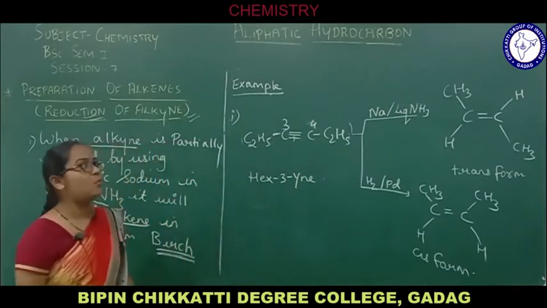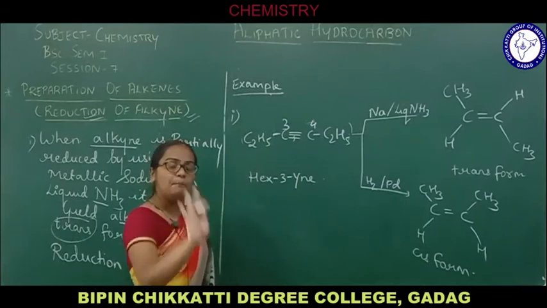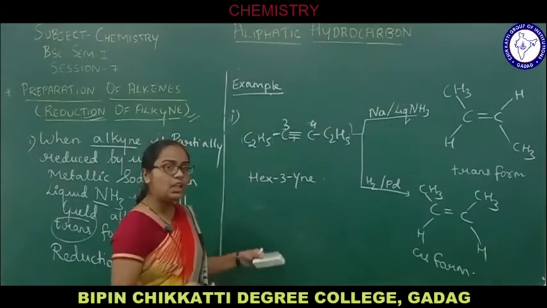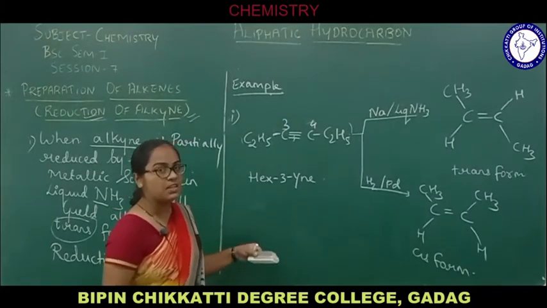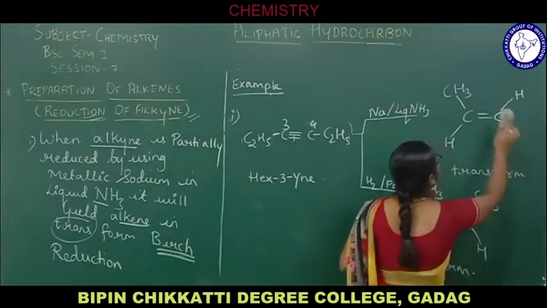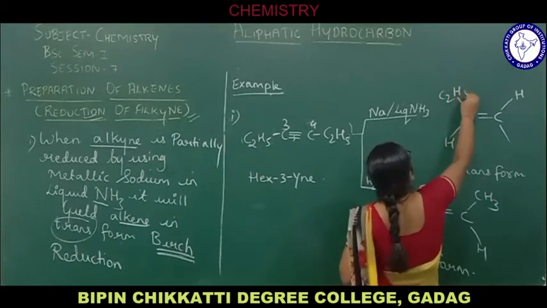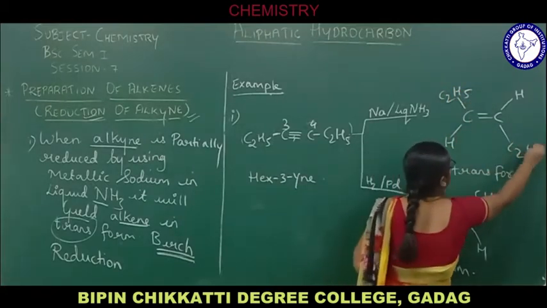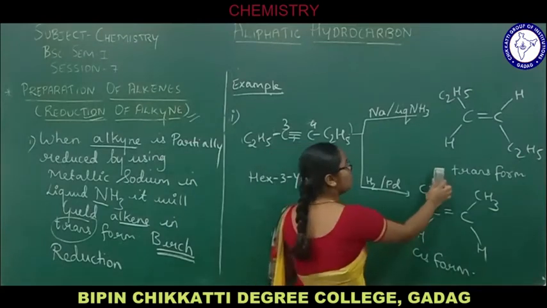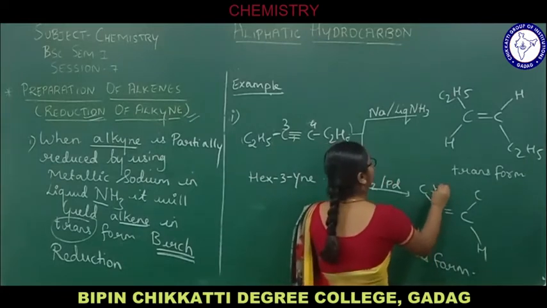Right, now what will happen this time? Yes, the similar reaction will occur in the same way. The two alkyl groups, called ethyl groups, in the trans form will orient themselves on the opposite side, whereas in the cis form the two alkyl groups will be present on the same side.